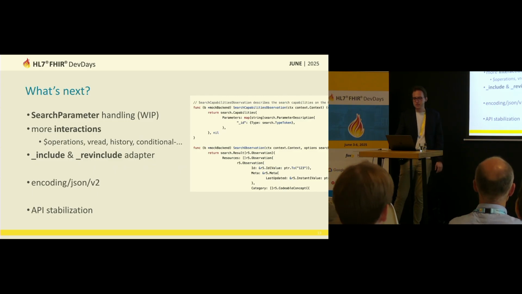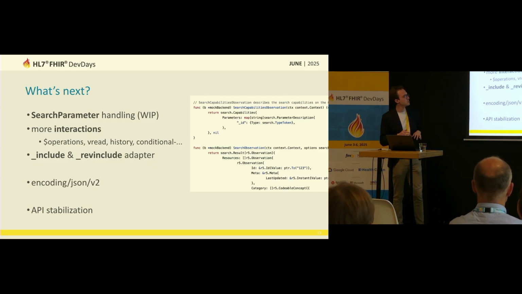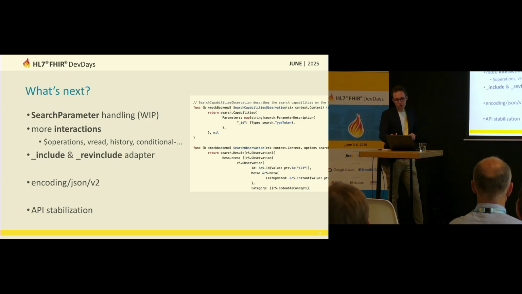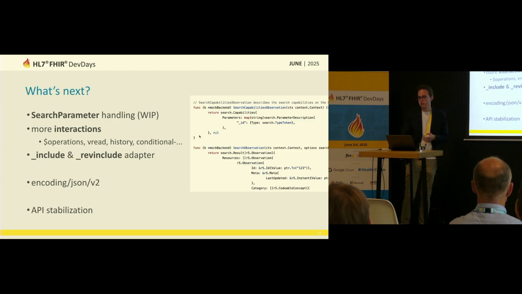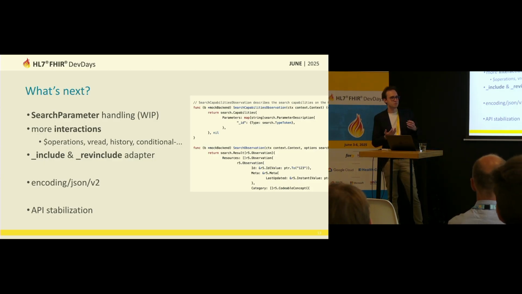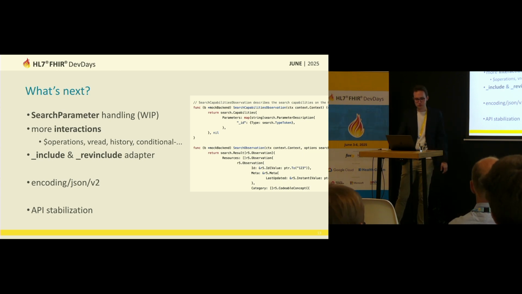So what's next? What I'm looking into right now is how to better handle search parameters. Like I said, you have these methods which return the search capabilities. I'm thinking about maybe just putting the FHIR SearchParameter resource in there, but then search parameters often support multiple resources, so you have an n-to-m problem there. I haven't figured out a great solution to that yet.